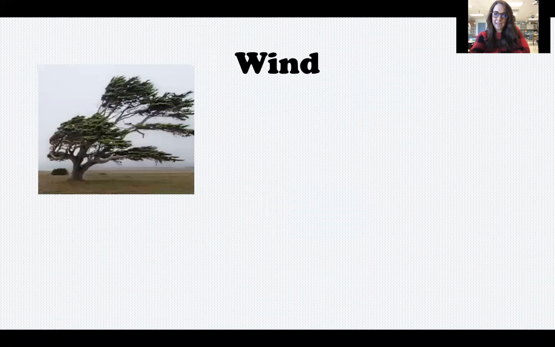Another part of the weather is the wind, which means air that is moving. Sometimes it's a very, very windy day when the air is moving very fast. And you might see the trees looking like this, or your hair might be blowing all over the place. Or if you're carrying something in your hand, it might blow out of your hand.